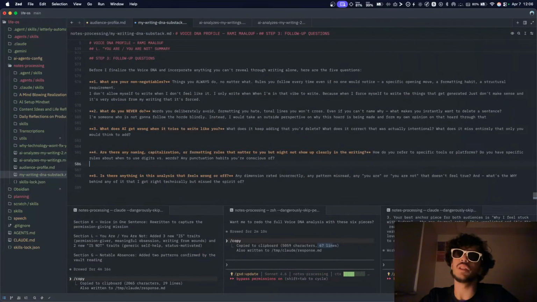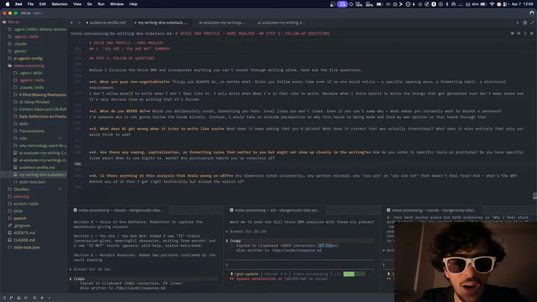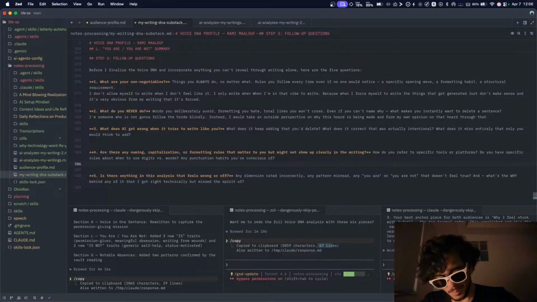So let's just remove it. Let's put it in a clipboard. I don't delete text, I just cut it and put it into my clipboard in case I need it for later.